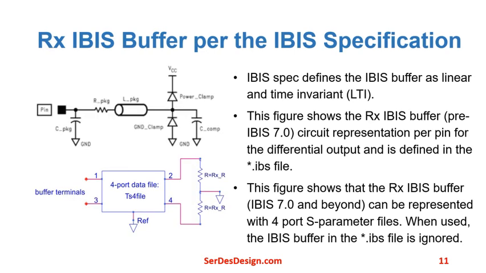The receive circuit IBIS buffer is also per the IBIS specification, which defines the IBIS buffer again as linear and time invariant. The top figure, as before, per the pre-IBIS 7.0 spec, shows the receive IBIS buffer circuit representation per pin for the differential output, and is defined in the IBIS file. The bottom figure, per the IBIS spec 7.0 and beyond, shows that the receiver IBIS buffer can be represented with 4-port S-parameter data, and when used, the IBIS buffer in the IBIS file is ignored.